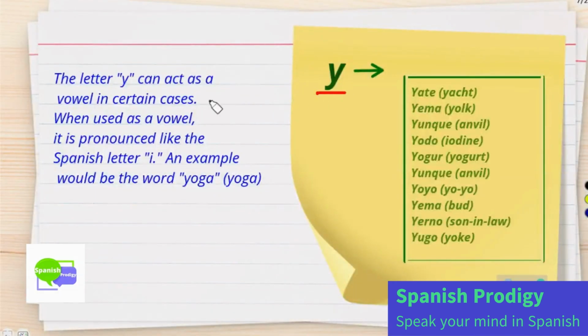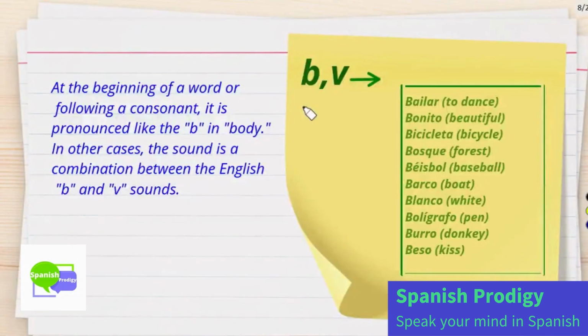Lastly, the letter Y. It can act as a vowel in certain cases, and when it is used as a vowel, it is pronounced like the Spanish letter I. Buen trabajo. Great job with the vowels.